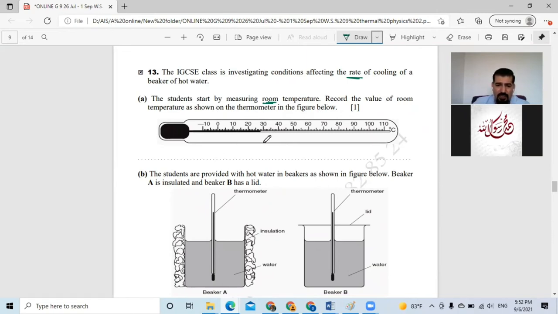Come on, who can tell me? How much is the reading? Yalla, send me the answer. How much is the room temperature? It's 28, yes, thank you. 28 degrees Celsius. Okay, this is the value. 28 degrees Celsius, that's the room temperature.